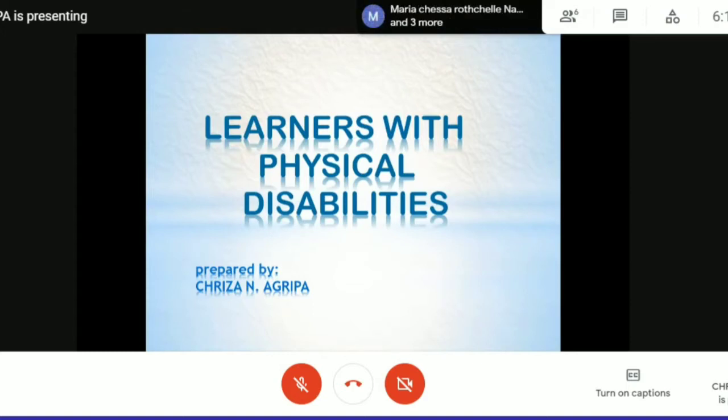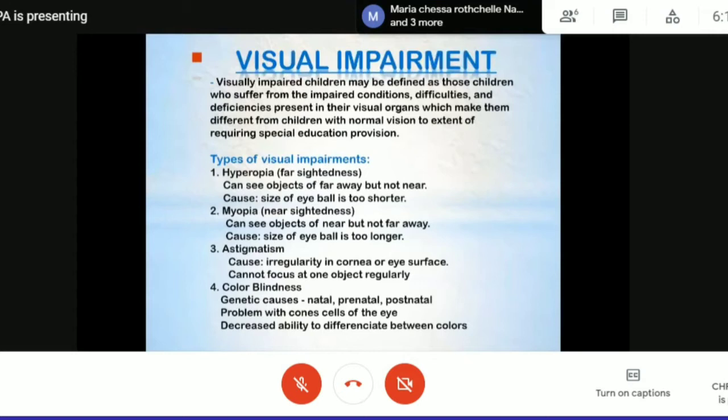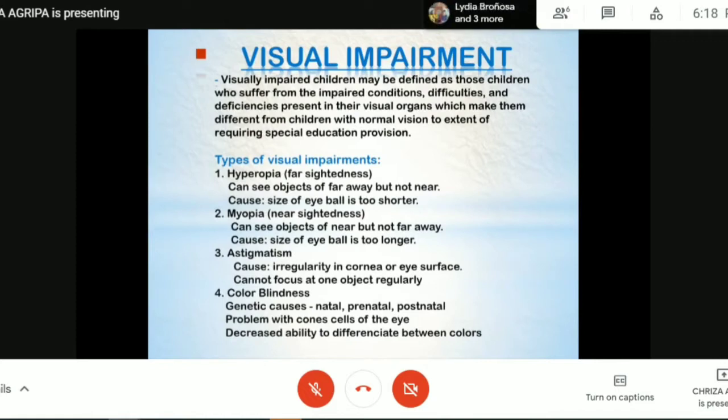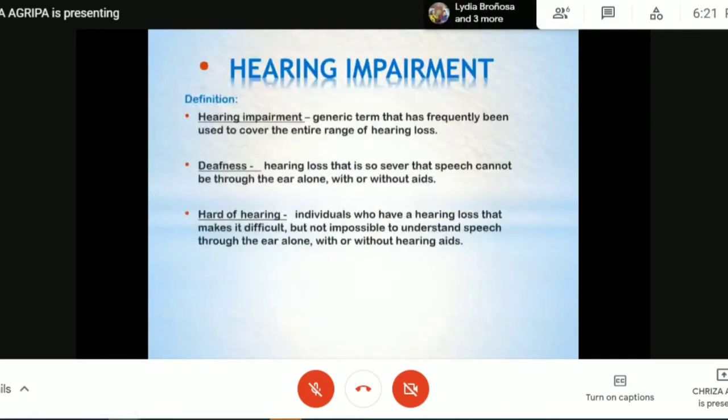So let us know about visual impairment. As traditionally used, impairment refers to a problem with a structure or organ of the body. Visually impaired children may be defined as those children who suffer from impaired conditions, difficulties, and deficiencies present in their visual organs, which make them different from children with normal vision to the extent of requiring special education provision.